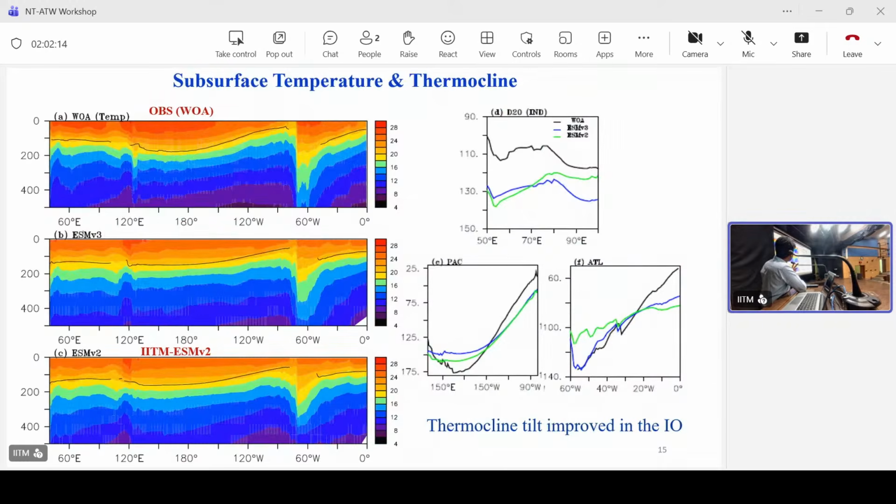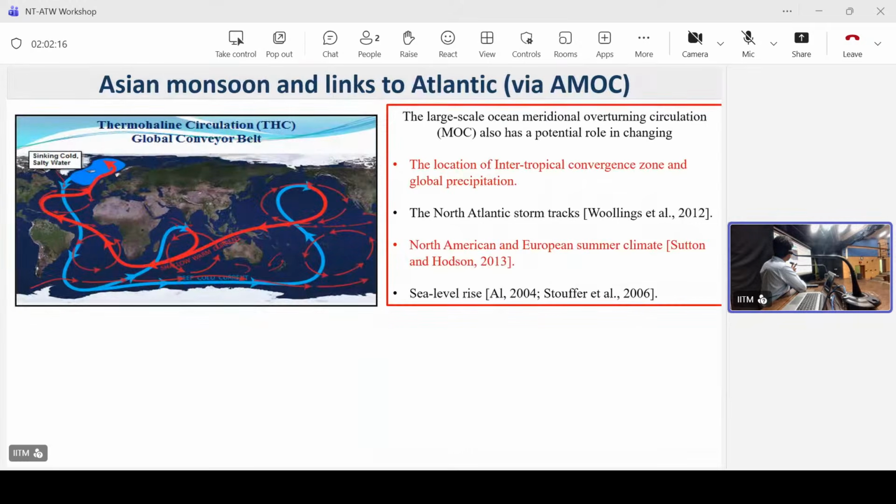After doing this, the other indicator we wanted to see is the AMOC, that is the Atlantic Meridional Overturning Circulation. So this is quite important because it has a potential role in changing the location of ITCZ and also the North Atlantic storm tracks and the North American and European summer climate and also the sea level rise. So we wanted to see how this is represented in our model.